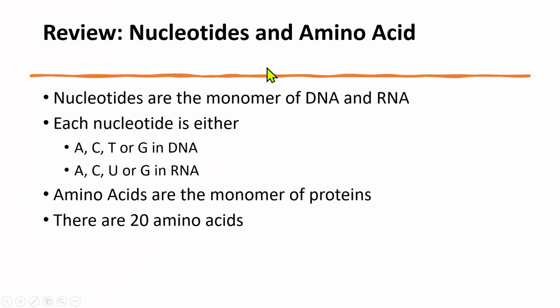Now we're going to do translation. Just a little bit of review first. DNA and RNA are made up of nucleotides. Each nucleotide is either ACTG or ACUG. Nothing's new. Amino acids are the monomers for protein, and there are 20 amino acids. Here's the thing: we know DNA codes for protein, but how on earth can you use 4 letters, ACTG, to code for 20 different amino acids? Because we have more things in the proteins than we have in the DNA.